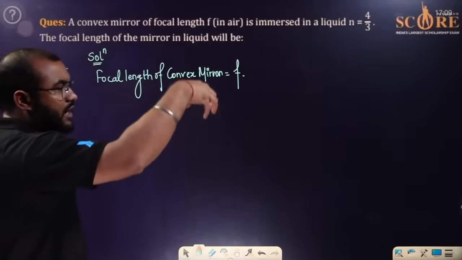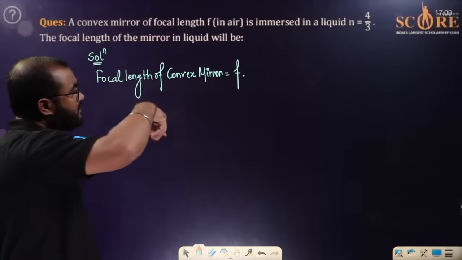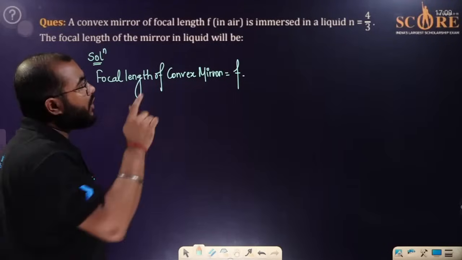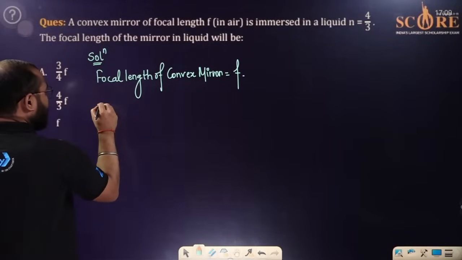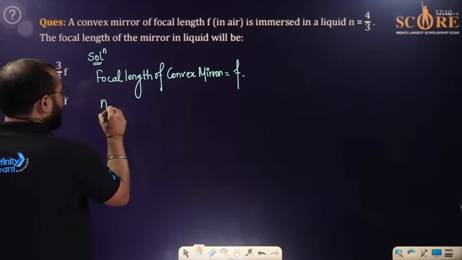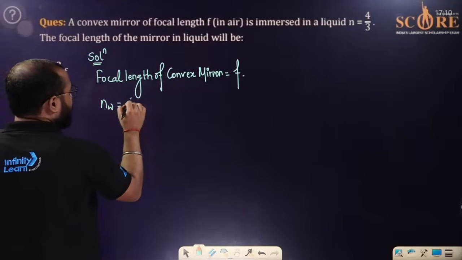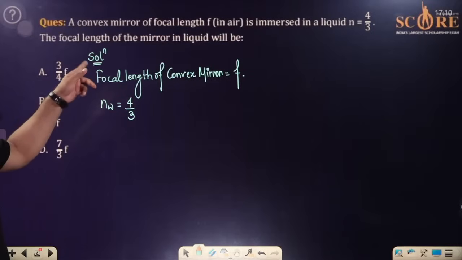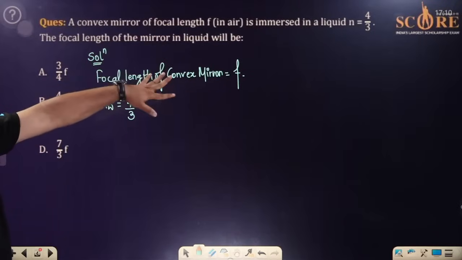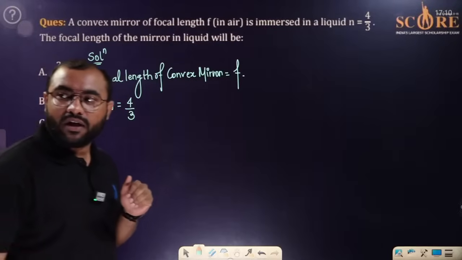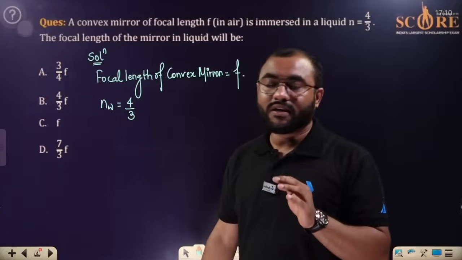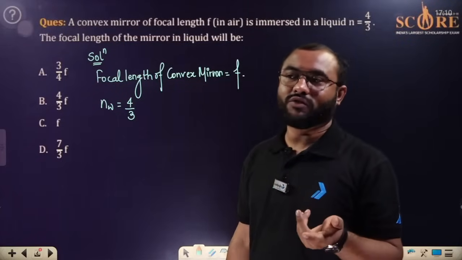Now, what we have done is we have taken that convex mirror and dipped it into the water. Getting my point? The refractive index of the water is given as 4/3. Fine, no problem. We have to find out the focal length of the mirror in the liquid. Try to understand, we have to find out the focal length only. And focal length doesn't change because the mirror is not changing.